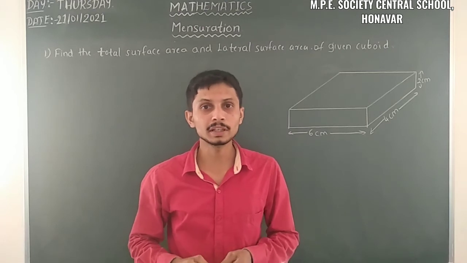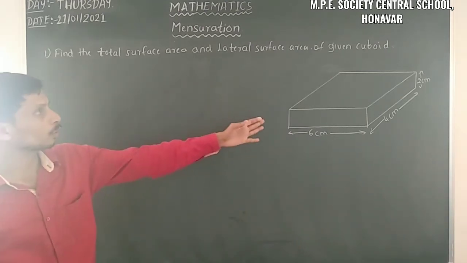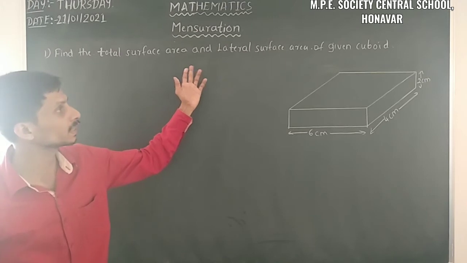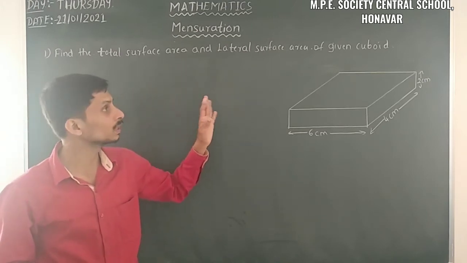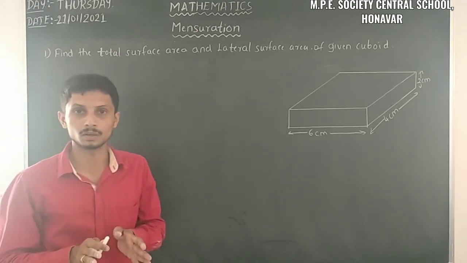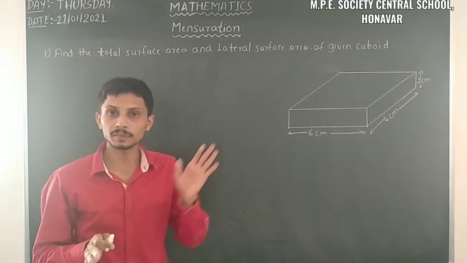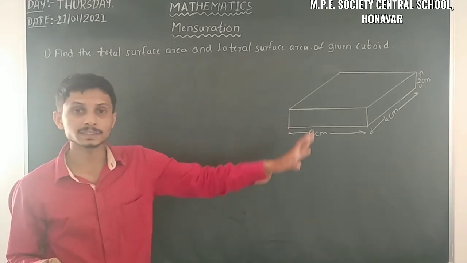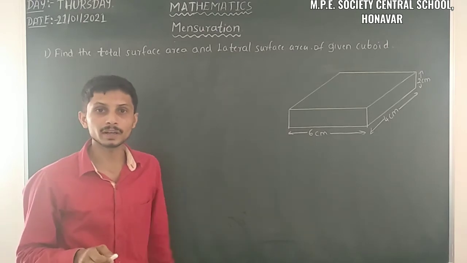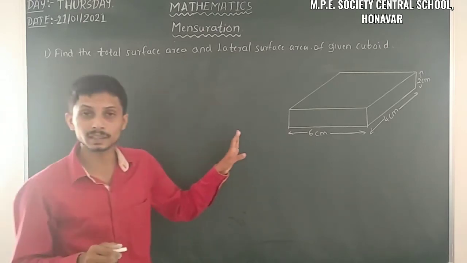First problem of this video. So here just observe, we have a cuboid and we have to find out the total surface area and lateral surface area of the given cuboid using the formula. Only using the formula we can find out the lateral surface area and the total surface area. So let us find out one by one. Firstly we have to write the given quantities.